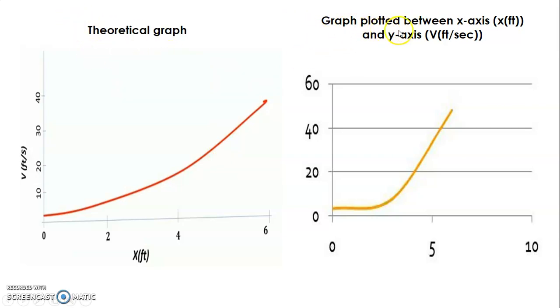This is the theoretical graph, and this is the graph which is plotted between x-axis and y-axis. In the x-axis, feet, which is the distance, and in the y-axis, feet per second, which is the velocity, are plotted, and the graph comes out like this. The values are plotted at 0, 3 and 6, and the values calculated in between can be plotted in the graph.